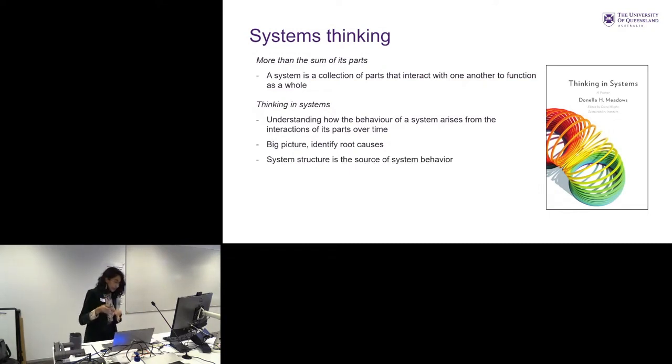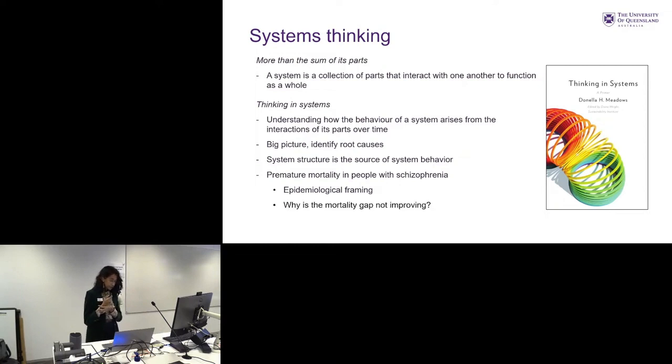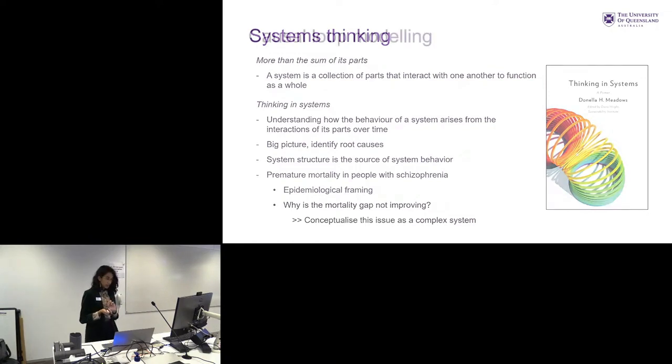And by understanding the structure of a system, which is the source of its behavior, we can identify ways to restructure it to produce better outcomes. So premature mortality in people with schizophrenia has primarily been framed in traditional epidemiological terms, with a focus on assessing the relationship between independent variables and outcomes of interest. So to better understand why the mortality gap is not improving, we can conceptualize this issue as a complex system to explore the interactions between these factors rather than examining them in isolation.